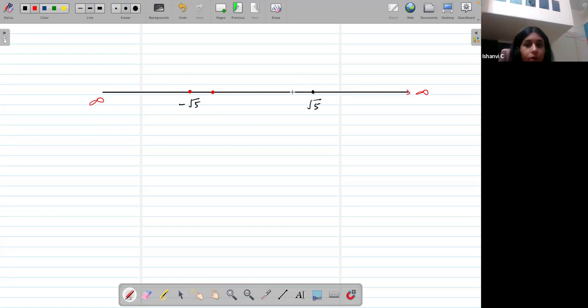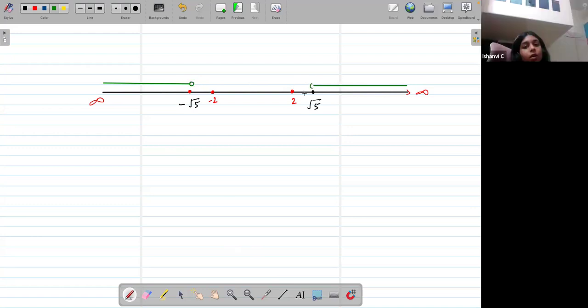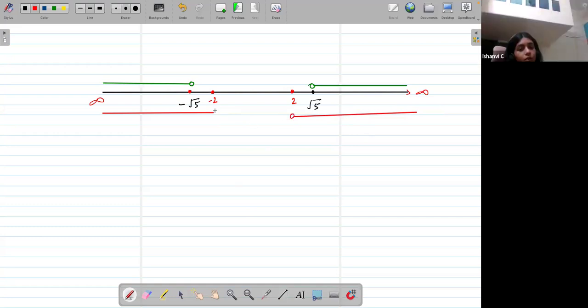Positive 2 will be to the right hand side. Now, for the first part, the answer is from negative infinite to root 5, and root 5 to infinite, and both are open. Open means you draw a hollow circle here, right? For the second part, the answer will be from negative infinite to negative 2 and 2 to infinite. Both open, no? Hollow circle.